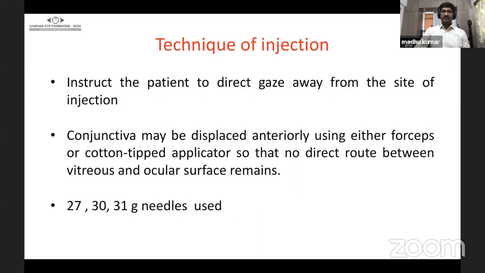So, technique of injection: we need to instruct the patient to direct the gaze away from the site of the injection. The conjunctiva may be displaced anteriorly using either the forceps or the cotton tip applicator, so that the direct route between the vitreous and the ocular surface does not remain. Some authors and studies do suggest a biplanar injection, where you go angulated into the sclera and then rotate the needle perpendicularly and inject into the vitreous cavity. The advantage is that the vitreous wick, which can come and accumulate under the conjunctiva, can theoretically increase the incidence of endophthalmitis.